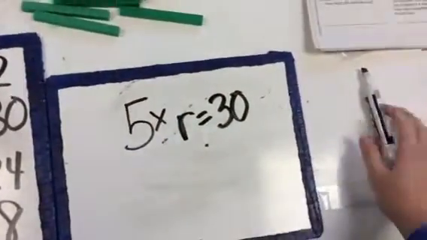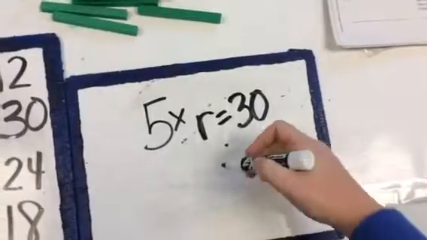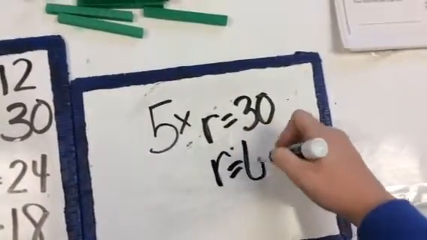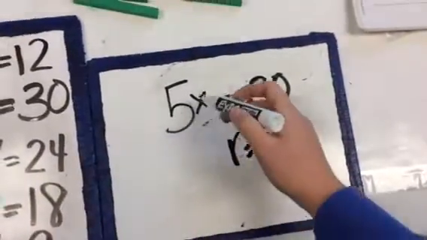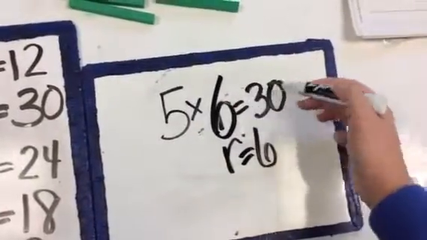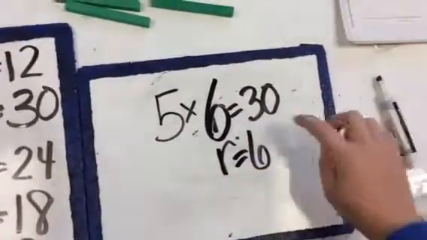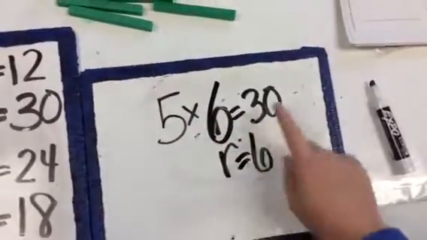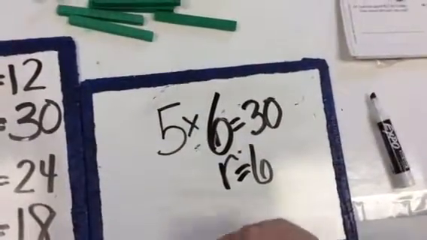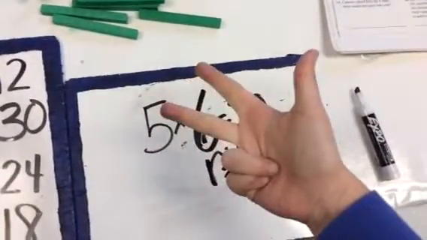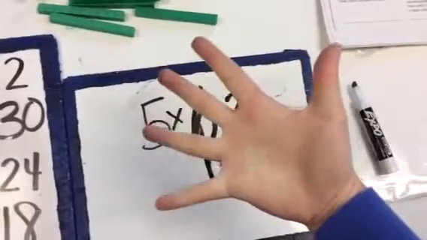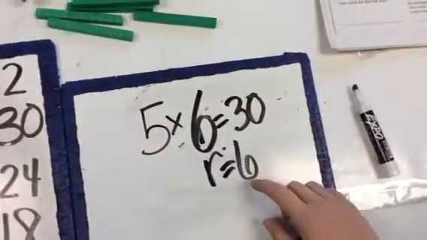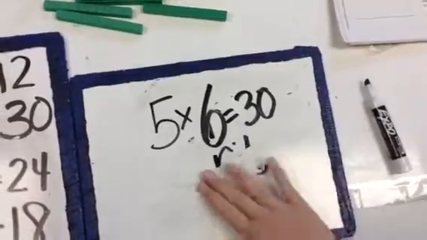How many fingers was that? It was 6 fingers. So that means R must be equal to 6. So I can say 5 times 6 is 30. Let's see if that's correct. Let's sing our 6's song till we get 5 fingers and see if it actually does get us to 30. 6, 12, 18, 24, 30. Yep, it does. So R is equal to 6.